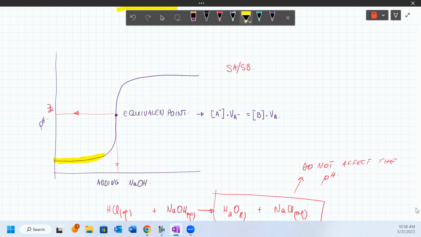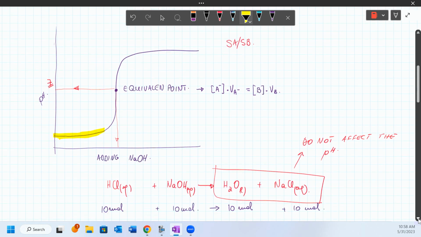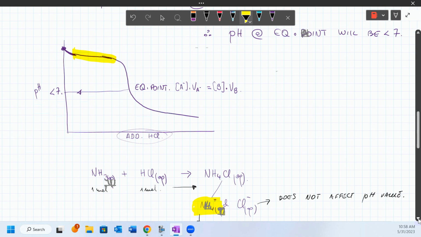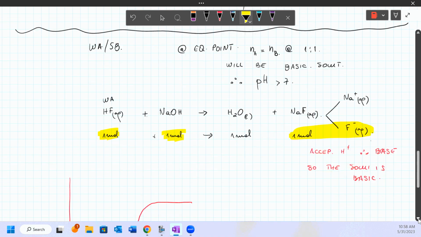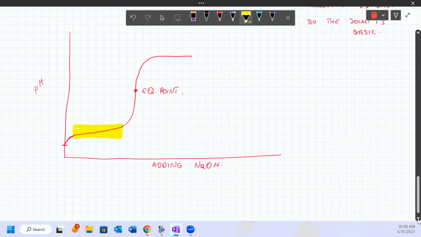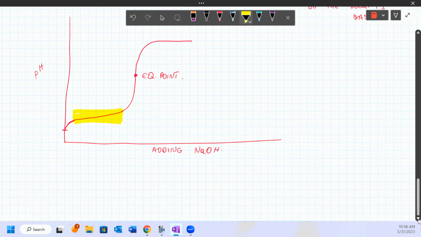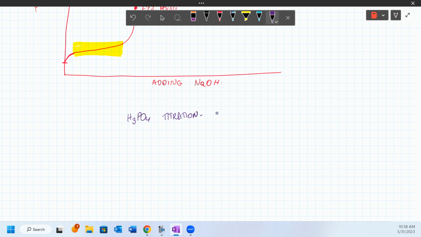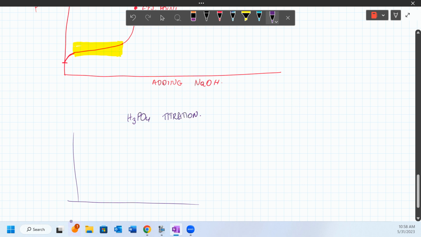So this is the buffering region. Keep in mind what we talked about regarding the buffering region. Now, if we have more than one hydrogen to release, so let's suppose that we have an H3PO4 titration, then the pH curve will look something like this.